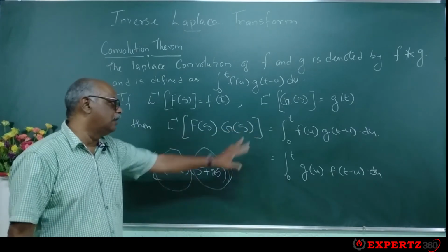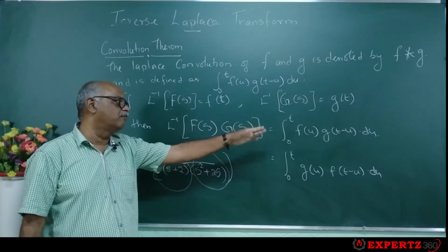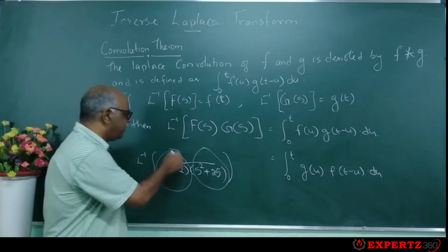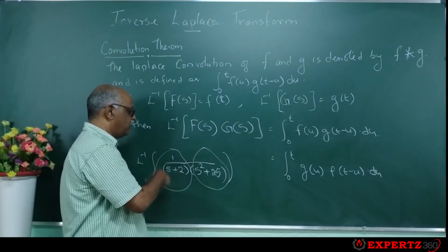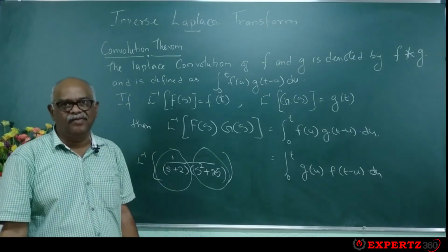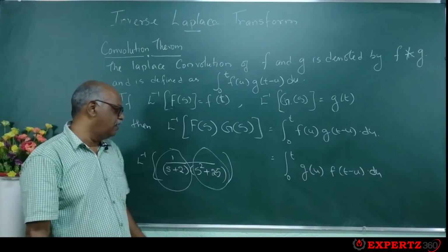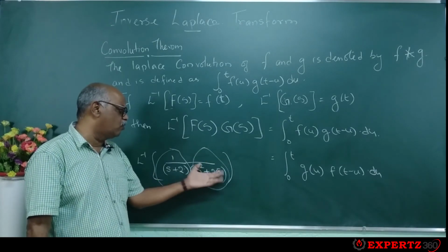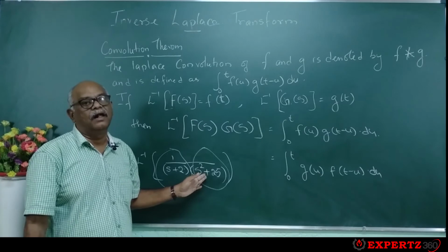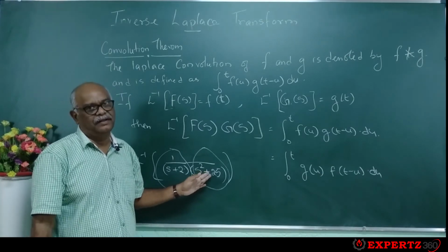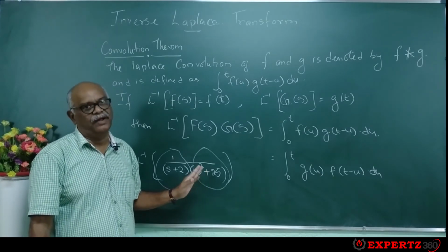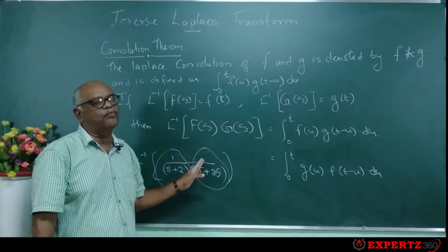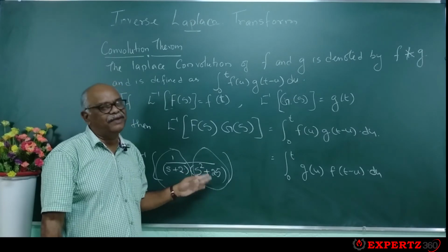And using that formula, you can write it as integral 0 to t f of u g of t minus u du. That is, for f of u you will have to find the Laplace inverse of 1 divided by s plus 2. You know that it is e raised to minus 2t. And for G of s, 1 divided by s square plus 25, that is 1 by 5 sine 5t.